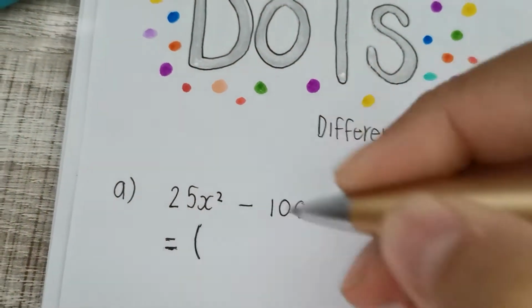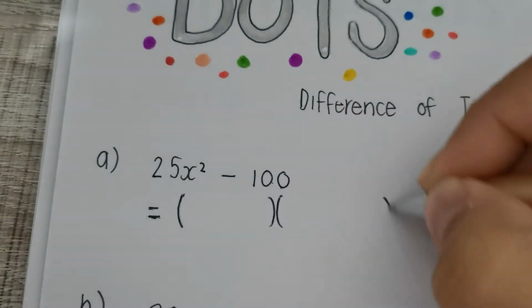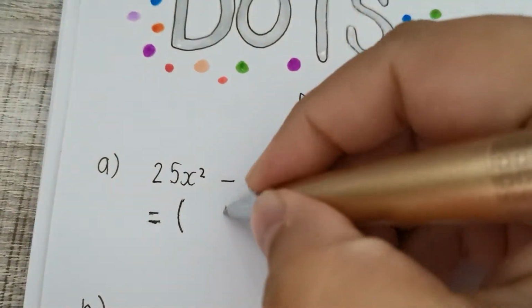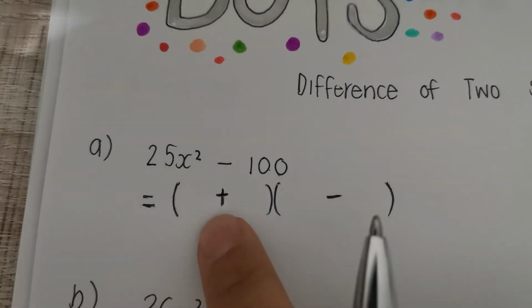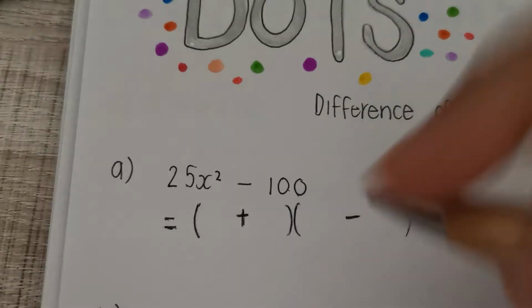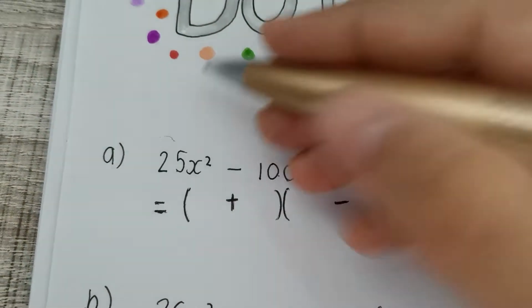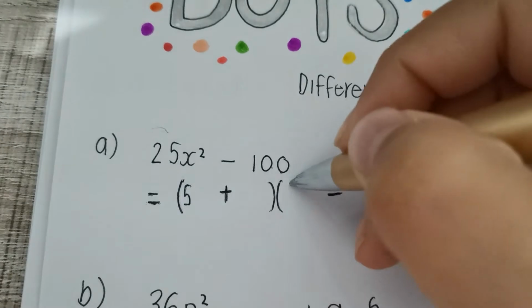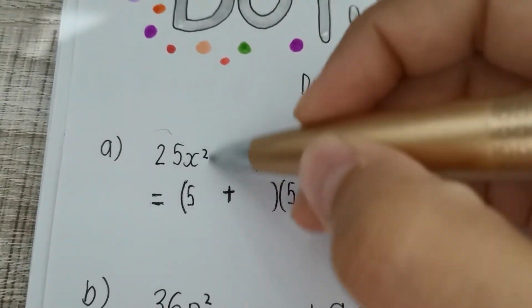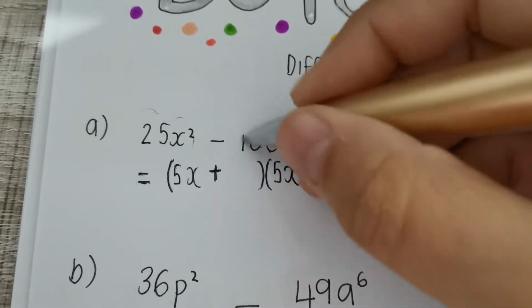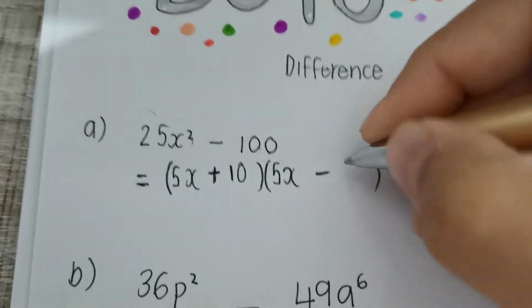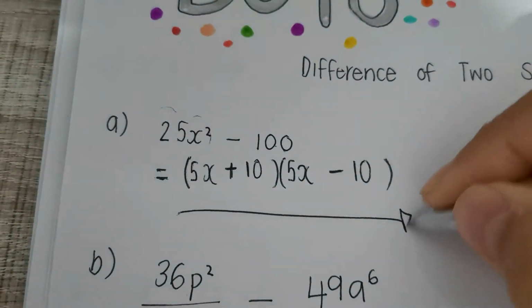Let's continue. You open up two brackets, one with a positive, one with a negative, always, okay? It can go negative this side and positive this side. Square root of 25 is 5 and 5. Square root of x squared is x and x. Square root of 100 is 10 and 10. And that's it. You're done.